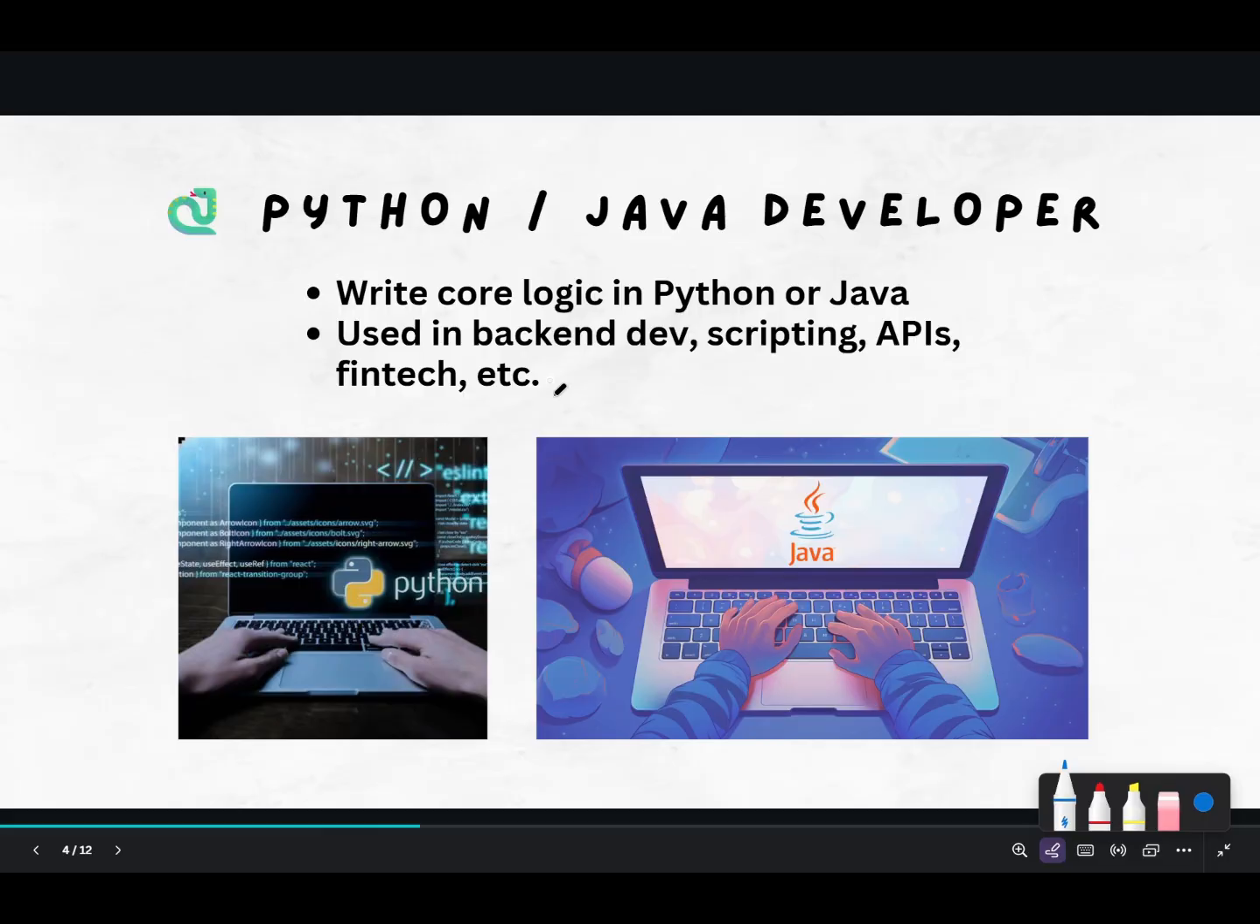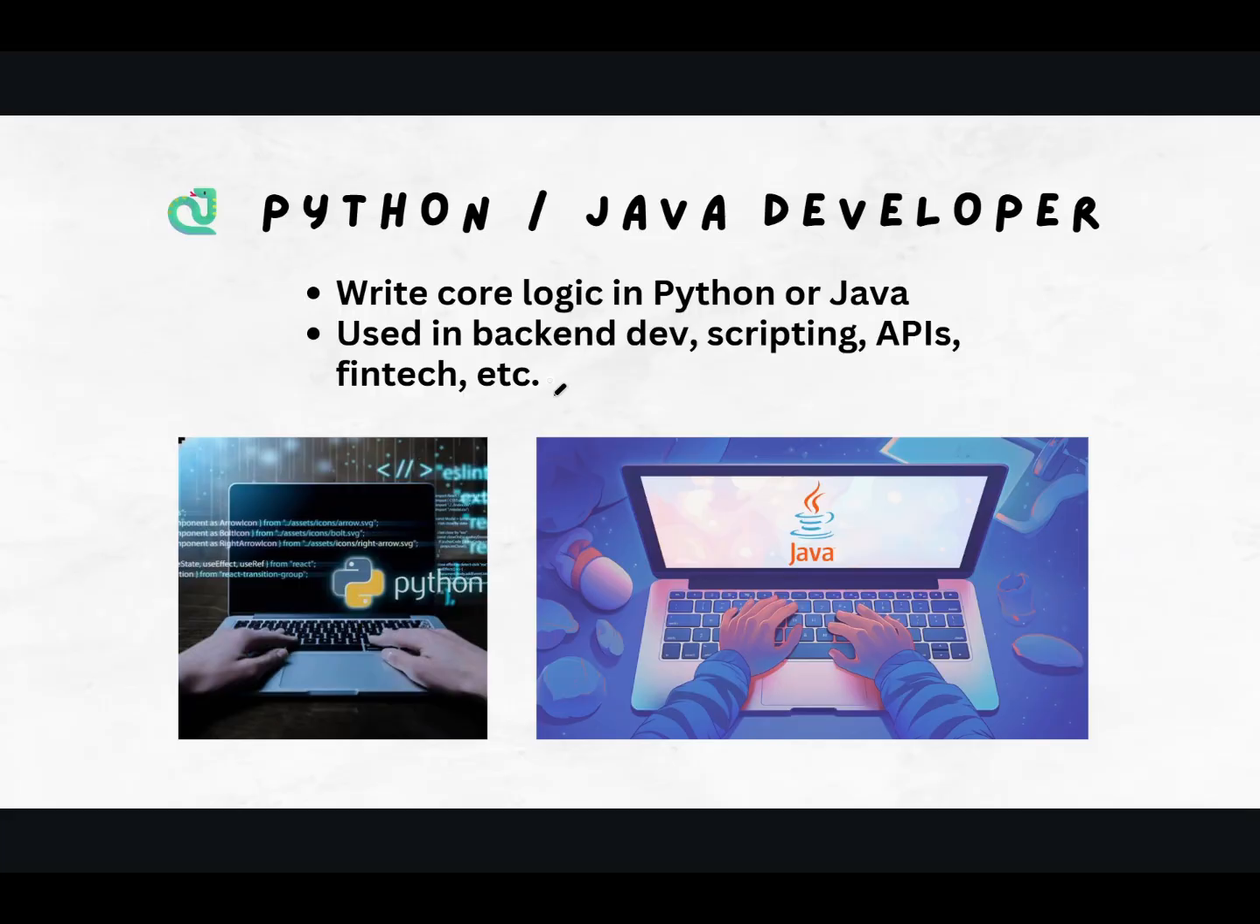Now you can also become a code language developer like a Python developer or a Java developer, maybe even a Rust developer and all of that. So what you will do in those roles is that you will write core logic in that specific language, which can be used for backend purposes, scripting purposes, core API focused work or fintech and all of that. So that's what a Python or a Java developer is.